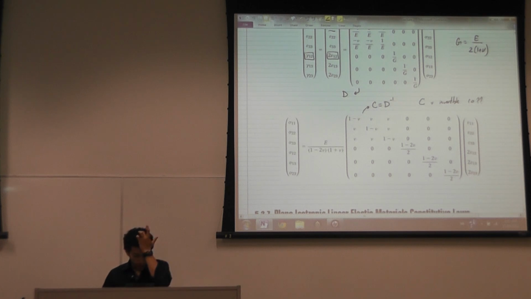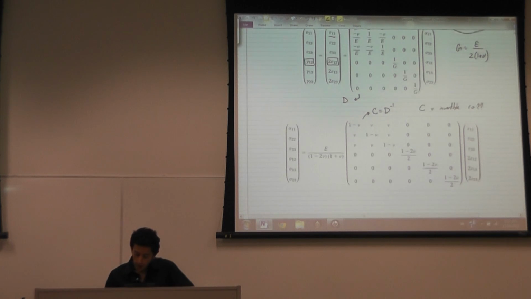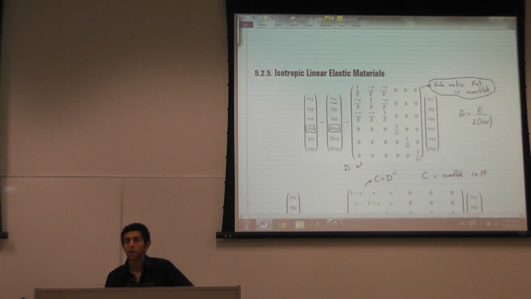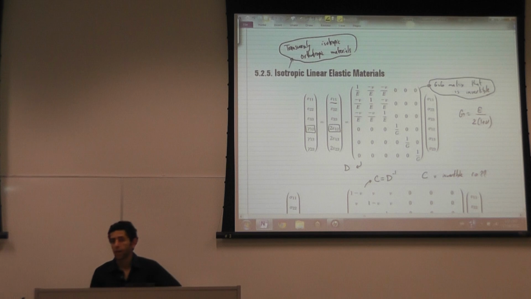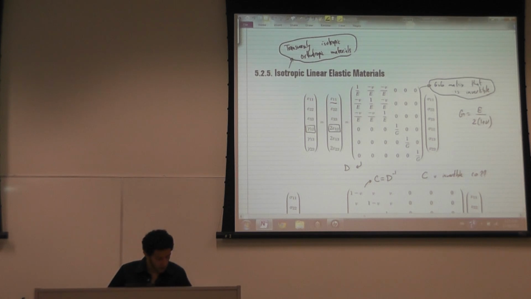Now, in your book, you should also look at this. This is just the relationship between stresses and the strain for isotropic linear elastic materials. There's also transversely isotropic, and there's also orthotropic materials, especially if you're going to deal with materials that have fibers or anything like that.